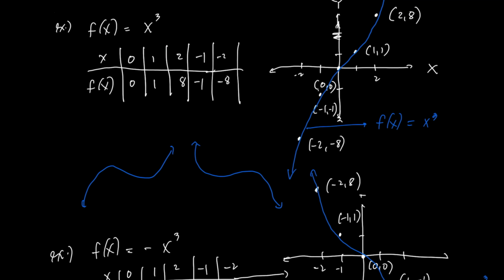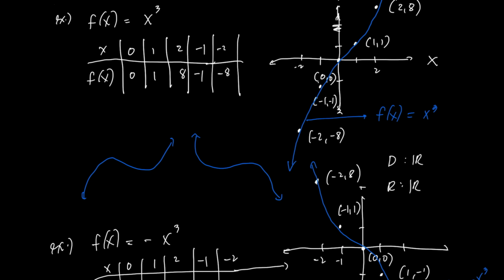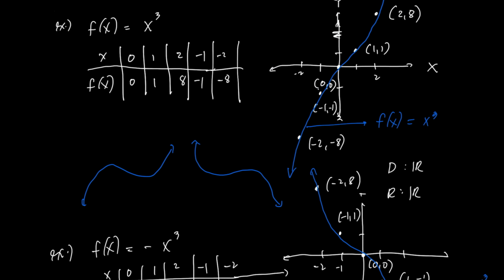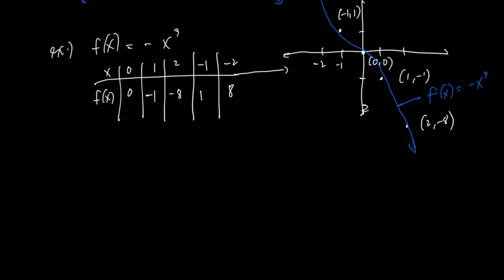So in both graphs here, it is obvious that the domain is all real numbers, because that is extended from negative infinity to positive infinity, and the range is also real numbers. Both examples, both graphs, and both functions.